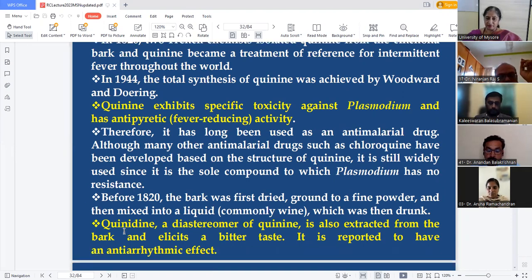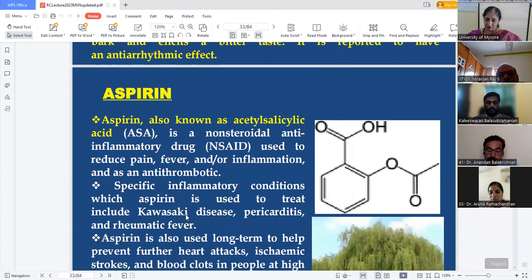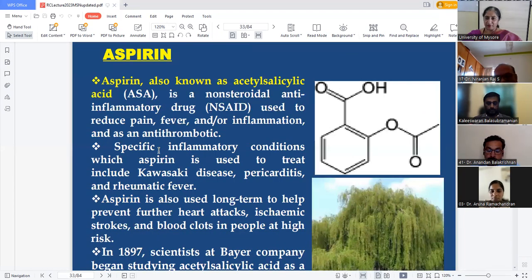Quinidine, a diastereoisomer of quinine, is also extracted from the bark and is known to have a bitter taste, but it can also lower irregular heartbeat. Another drug of importance is aspirin, which is acetylsalicylic acid. Salicylic acid, when it combines with acetate in an esterification reaction, gives rise to acetylsalicylic acid. It's a non-steroidal anti-inflammatory drug used to relieve pain and inflammation, and it is also anti-clotting.